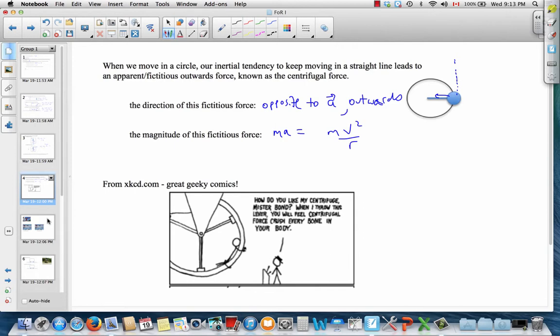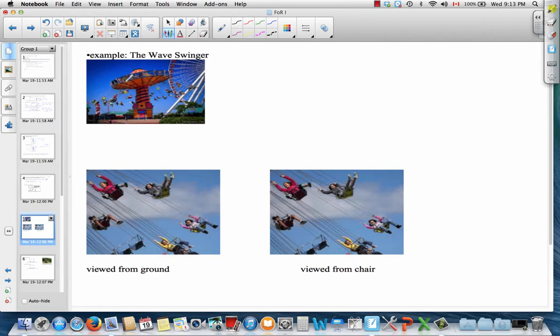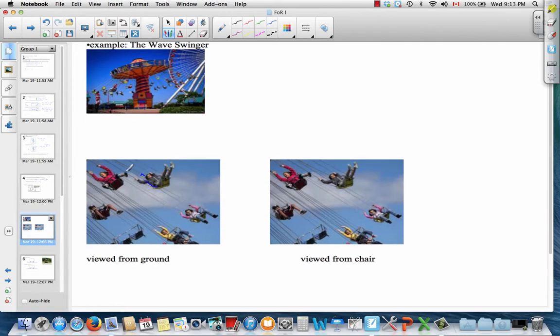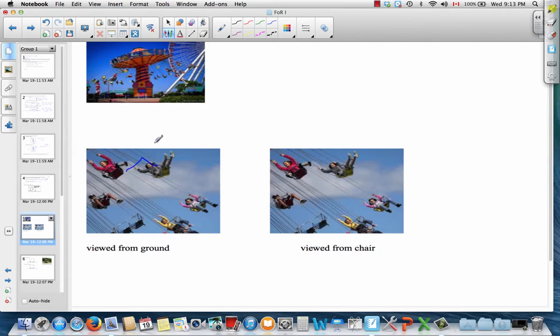So let's look at things moving in a circle. Well, let's just label this as the inertial tendency before we leave the page here. So here's an amusement park ride, the wave swinger. Now viewed from the ground, there's a tension force in the cables, and there's a weight force on the rider. And let's once again say that this angle here is theta.